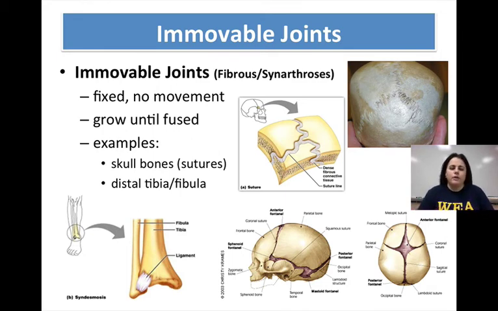Another immovable joint would be at the distal end of the tibia and fibula, which is by your ankle. And those two bones don't actually fuse together, but there's a ligament that holds them together that doesn't allow for movement. But you may notice that you hurt that ligament or tore the ligament if you sprain your ankle.